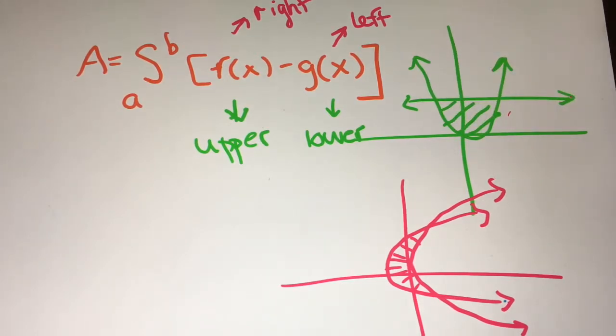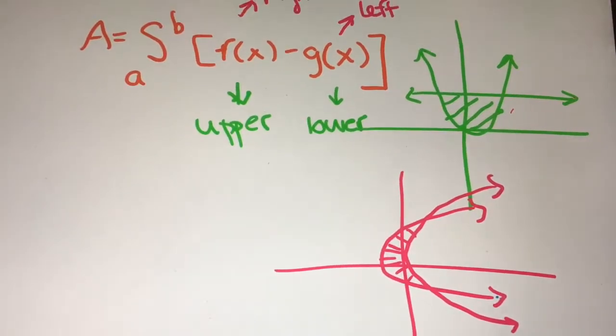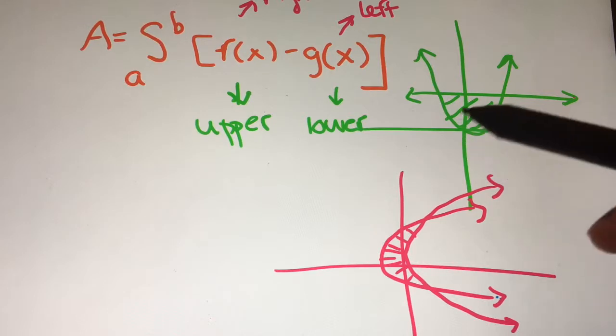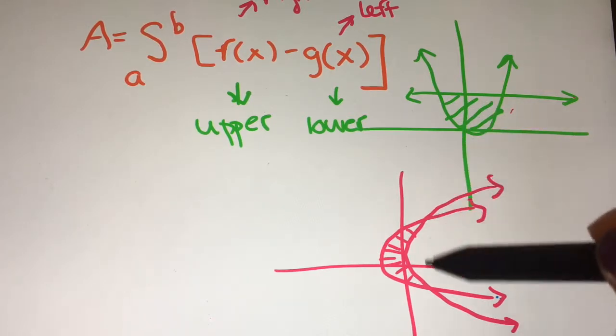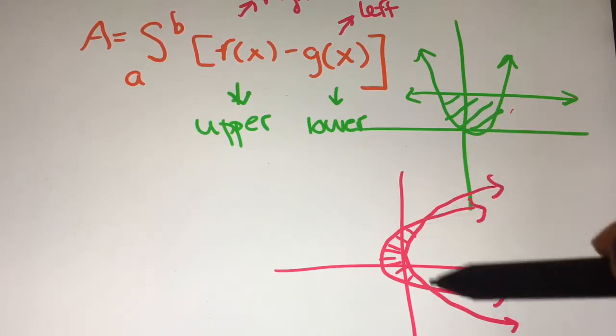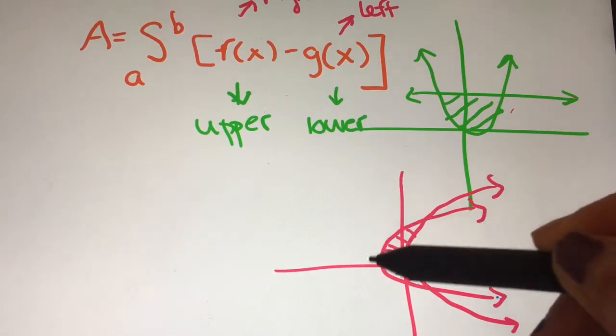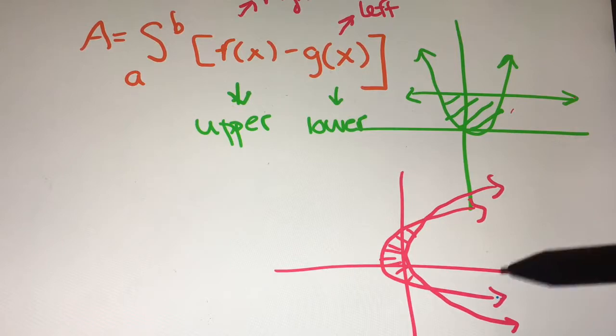Now, what if your graph looks like the one colored in pink here? Well, then f of x is the rightmost function, so this function right here, and g of x is the leftmost function, so this function right here. So let's do a couple of practice problems and hopefully this will make more sense as to its application.